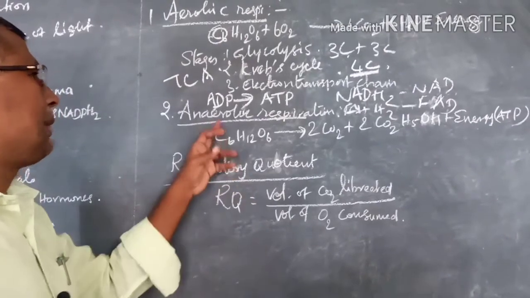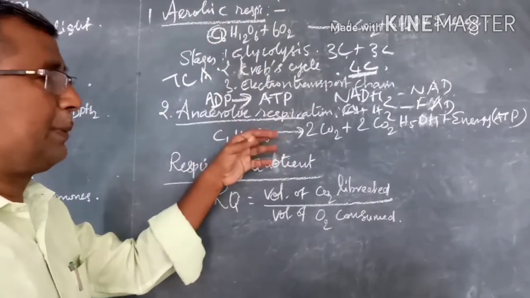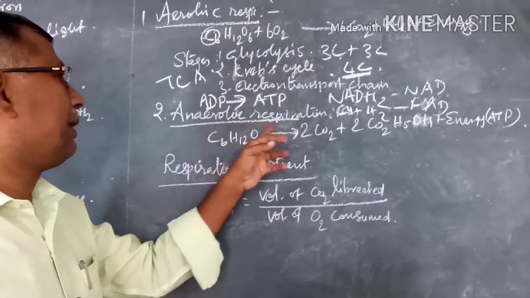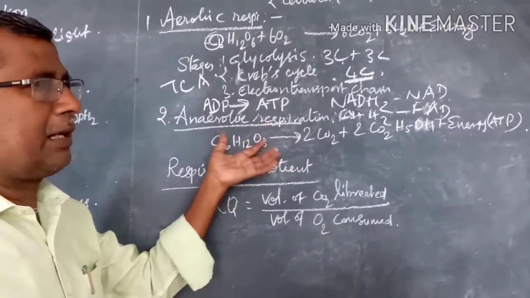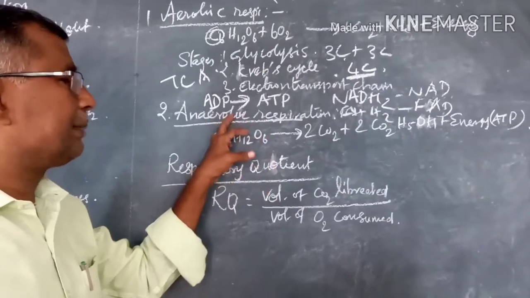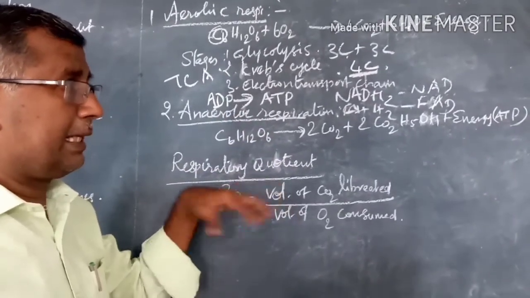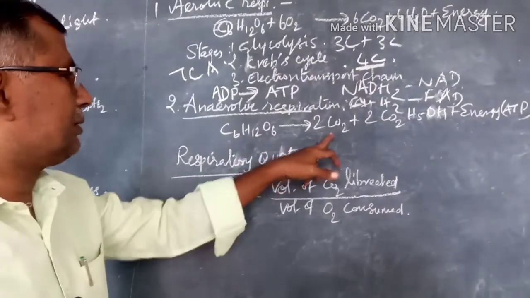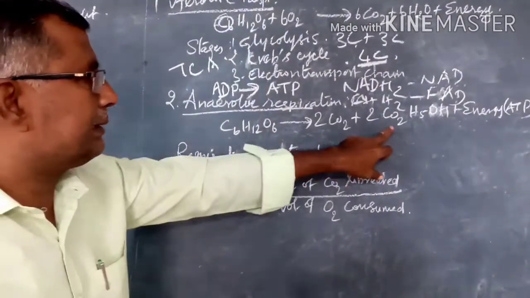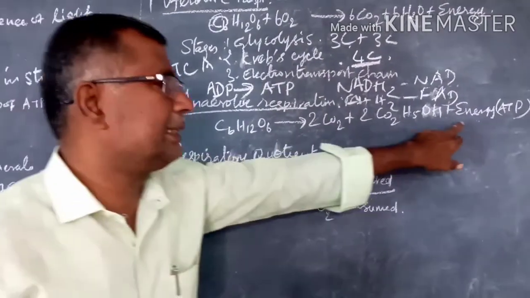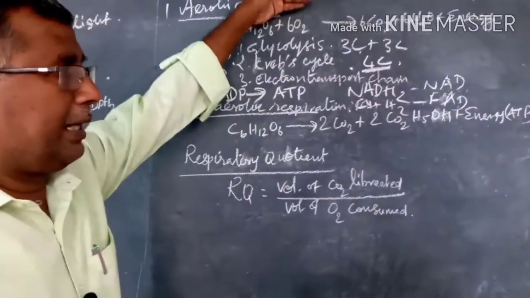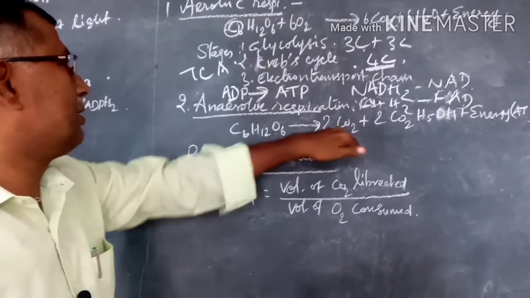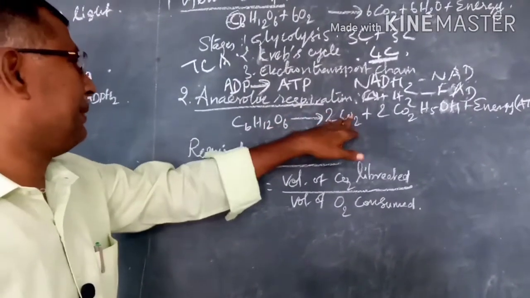Then the next one is anaerobic respiration. The respiration takes place without oxygen. It is known as anaerobic respiration, which we also call fermentation. It takes place in lower organisms like bacteria. The glucose molecule is converted into carbon dioxide plus ethyl alcohol plus energy. When compared to aerobic respiration, the energy is very little during anaerobic respiration.